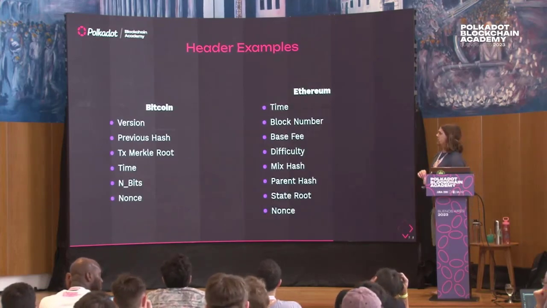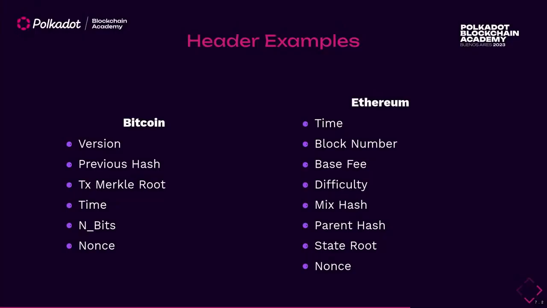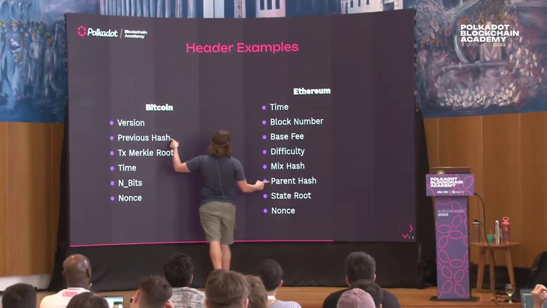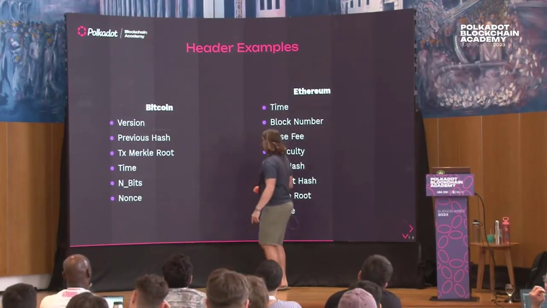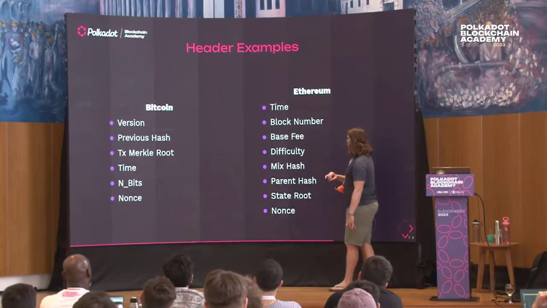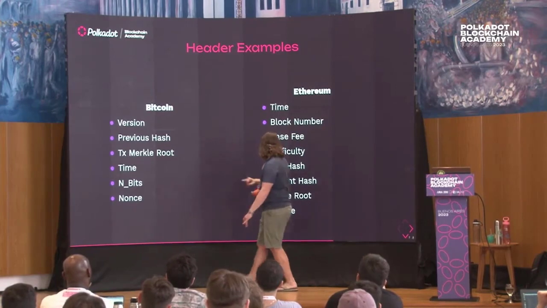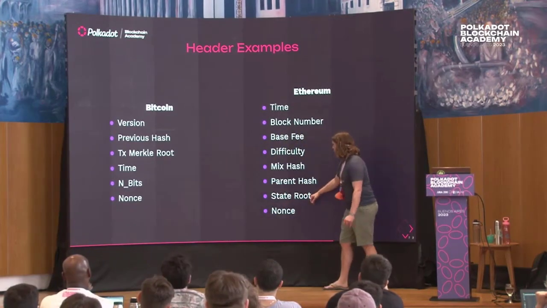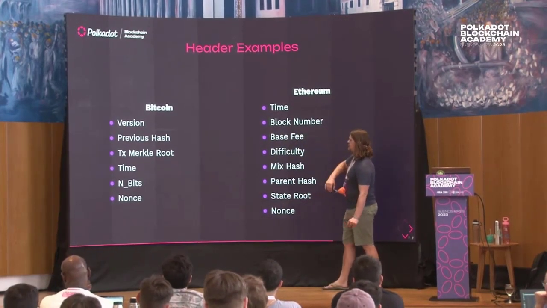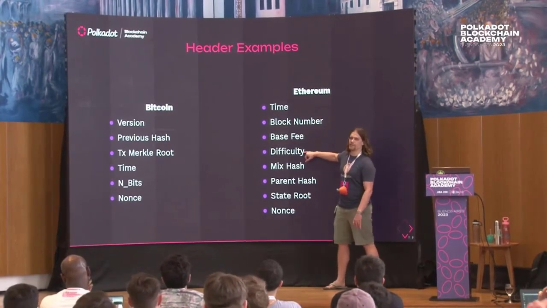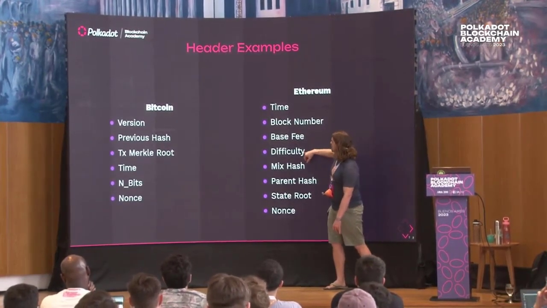So let's look at a few. We're just going to look at Bitcoin and Ethereum, two of the most famous blockchains. So they have some commonalities here. Previous hash and parent hash. They're called different names, but they mean the same thing. They have the Merkle root for the transactions, and this one has the state root. They have some consensus-related things. Oh, this is actually Ethereum pre-merge because it still has a proof of work difficulty.